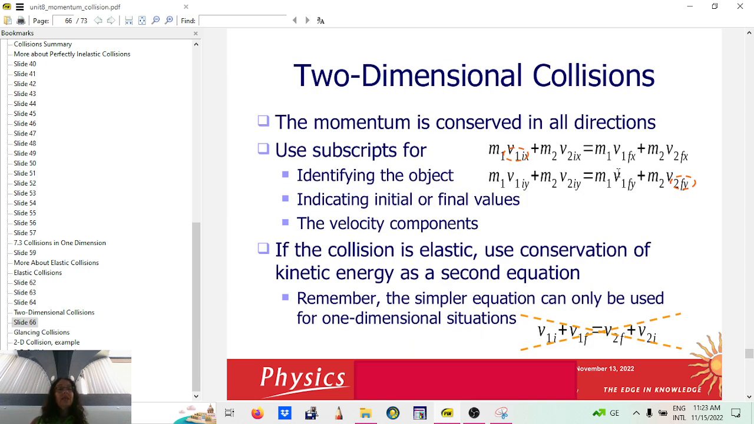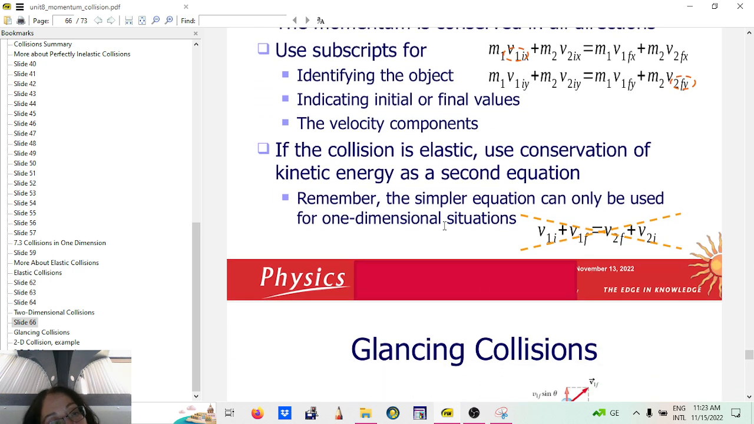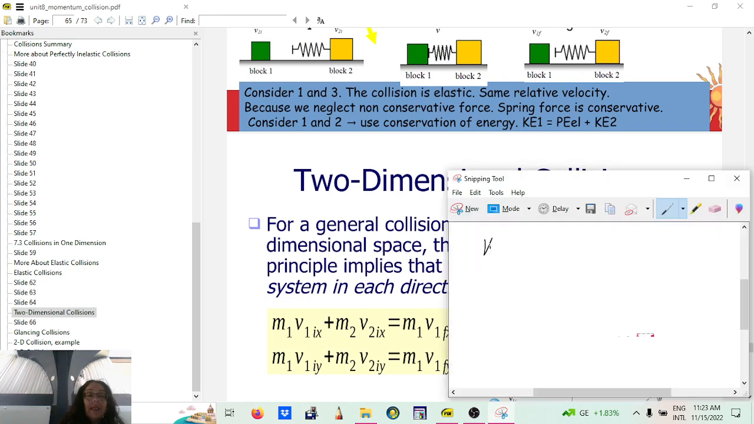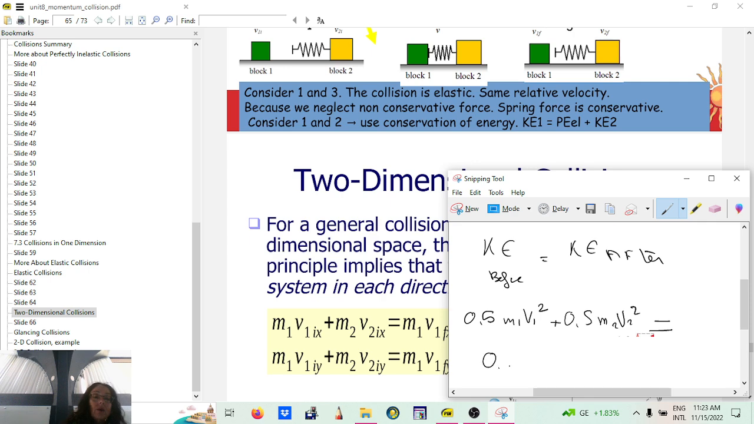So you have this equation plus that equation, plus, I'm going to write it down just to make sure you understand. So that's two equations, plus kinetic energy before, only if it's elastic, right? Only for elastic. So that will be 0.5 m1 v1 squared, there are no more components because for kinetic energy, you need the speed, plus 0.5 m2 v2 squared equals 0.5 m1 v1f squared plus 0.5 m2 v2f squared.